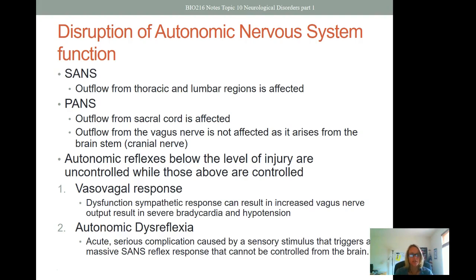Among the responses, we can get a vasovagal response, where dysfunction of the sympathetic system results in increased vagus nerve output, and that can cause severe bradycardia and hypotension. Another condition we can have is autonomic dysreflexia. This is an acute, serious complication caused by a sensory stimulus that triggers a sympathetic reflex response that can't be controlled from the brain. So let's take a look at that next.